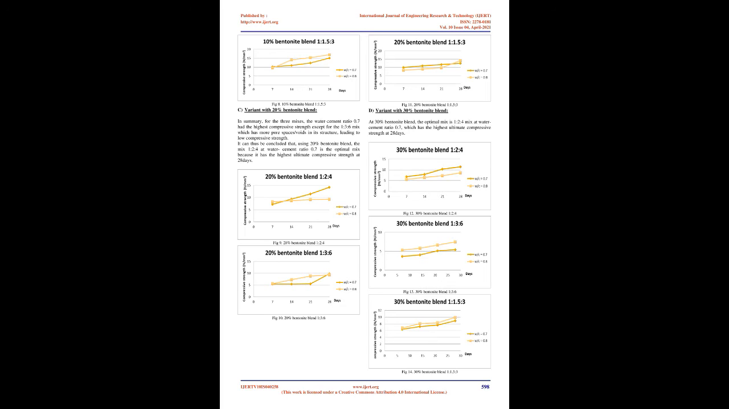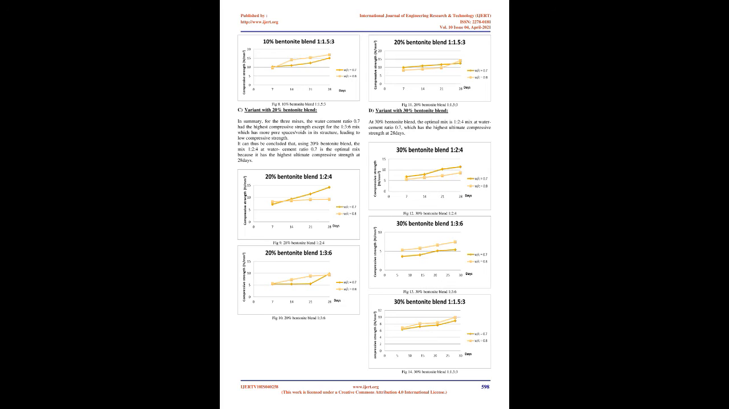The three cement control mixes with water-cement ratio of 0.7 had the highest compressive strength at 28 days except for the 1:3:6 mix, whose reduction in strength may be due to internal cracks that resulted when detaching concrete cubes from the mold.